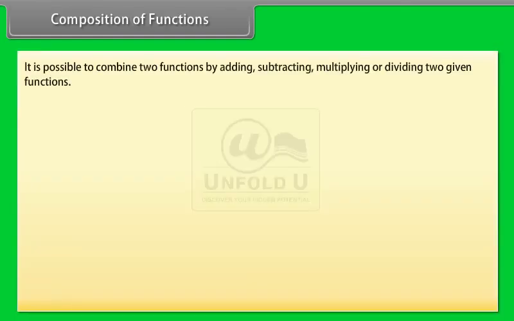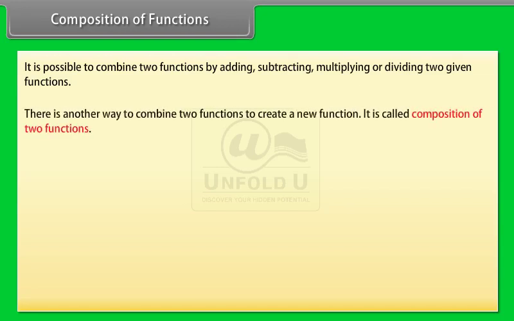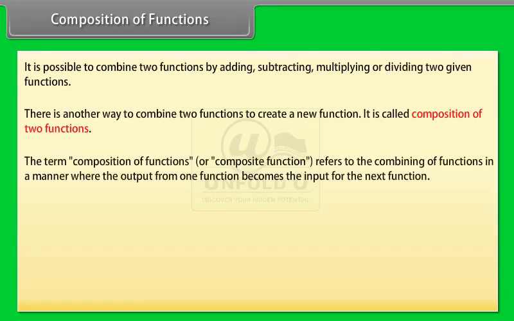Composition of functions. It is possible to combine two functions by adding, subtracting, multiplying, or dividing two given functions. There is another way to combine two functions to create a new function. It is called composition of two functions. The term composition of functions or composite function refers to the combining of functions in a manner where the output from one function becomes the input for the next function.